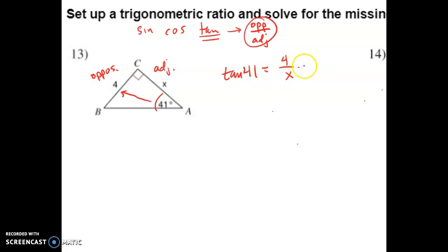So I want to multiply both sides by x, and then divide by tangent of 41. I end up with something that looks like this: x equals 4 over tangent of 41. Plug that into my calculator.